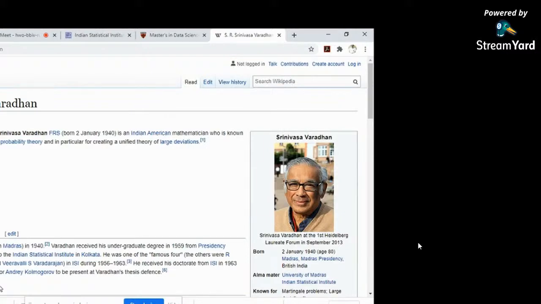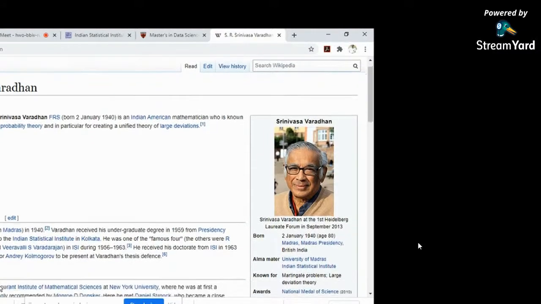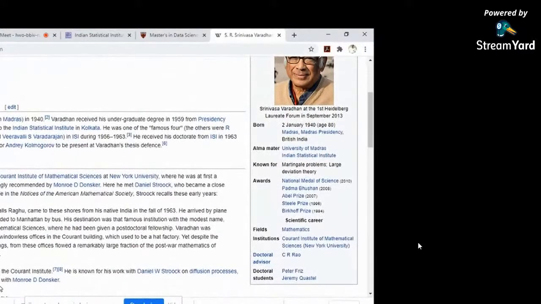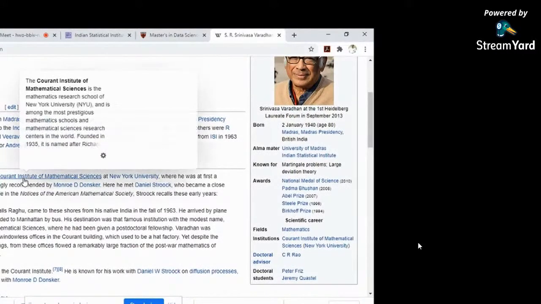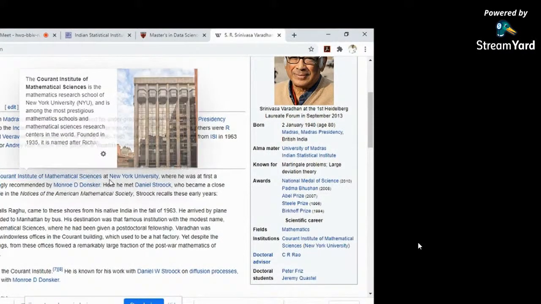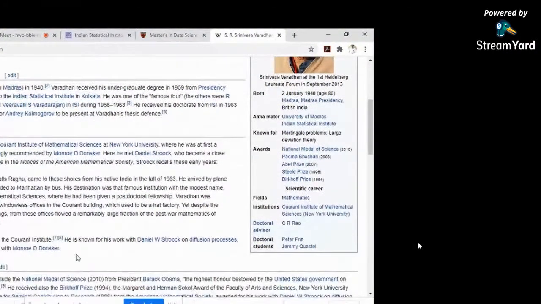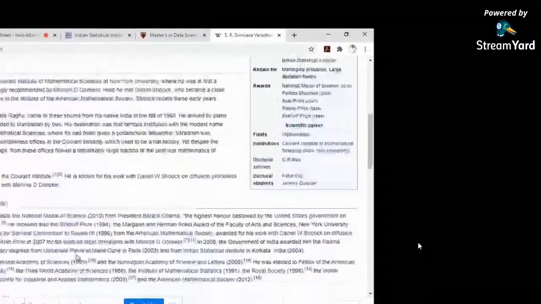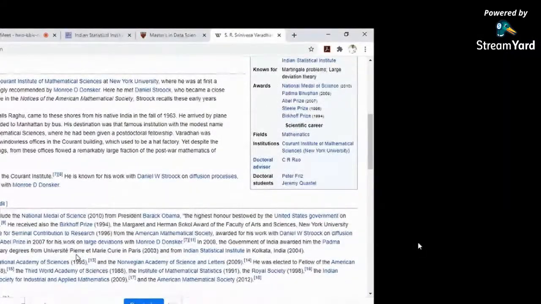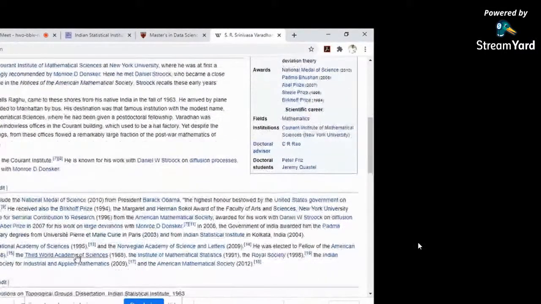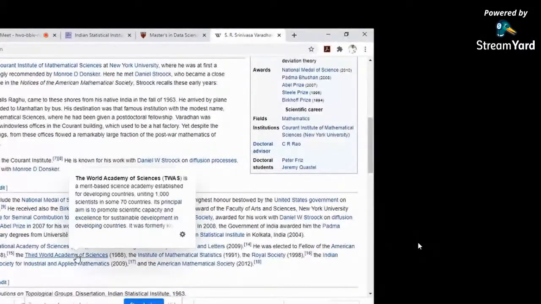You know, and what are the prizes he got? He's a professor at the Courant Institute of Mathematical Sciences, New York. Currently, he's living now, and he got the Abel Prize. What is the Abel Prize? The Abel Prize is actually the Nobel Prize in mathematics. You know, in mathematics there is no Nobel Prize. Instead, we have the Abel Prize. He is the Abel Prize winner.